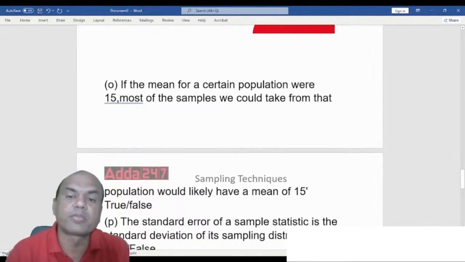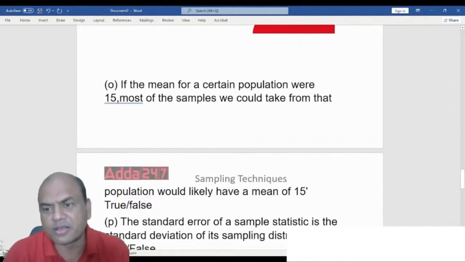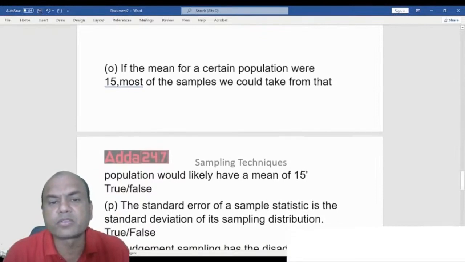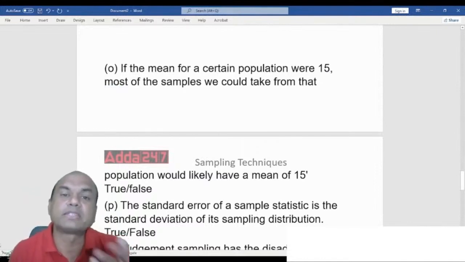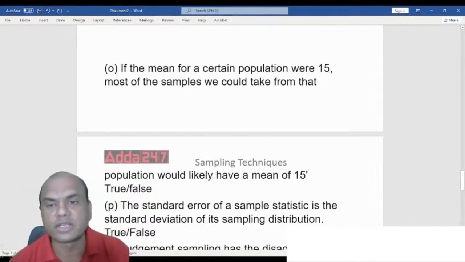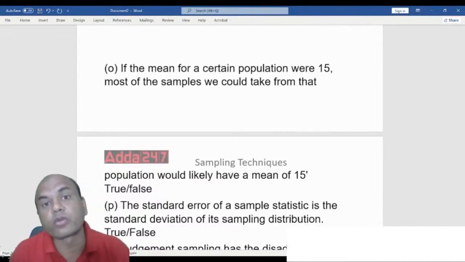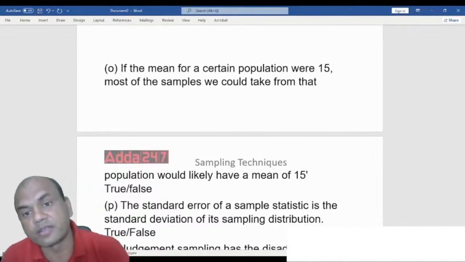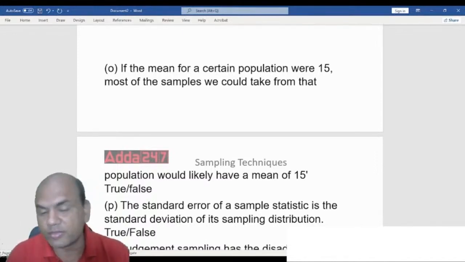The mean of a certain population was 15. Most of the samples we could take from that population would likely have a mean of 15. Is it true? Suppose there is a city and the average salary of that city is 15,000. So the mean of the samples which I took from all the corners of the city, will the mean of those samples also be 15 or not?